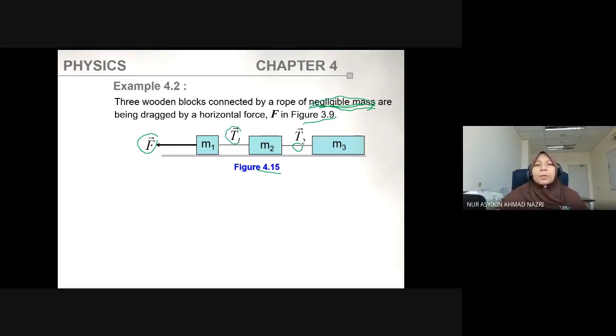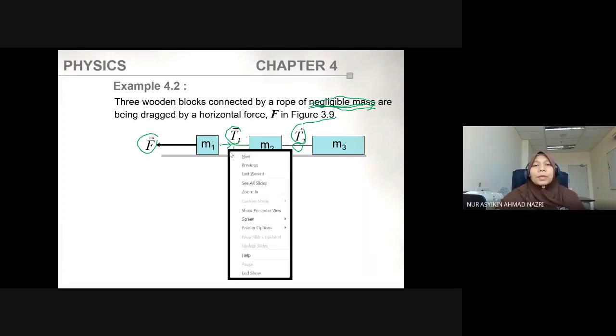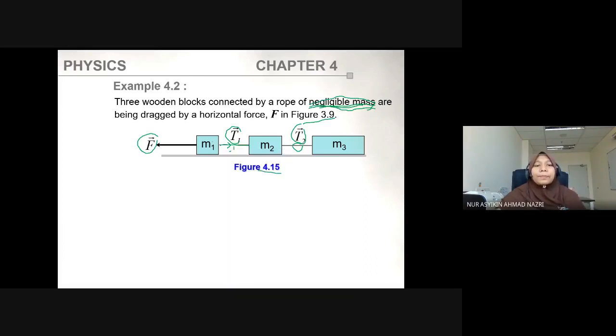So this is your T1 and T2. As I already explained before, tension in a rope will have the same value but in different direction depending on the body that we refer to. Contoh macam we refer to M1, so the T1 will be in this direction. When we refer to this M2, okay, then T1 is in this direction.